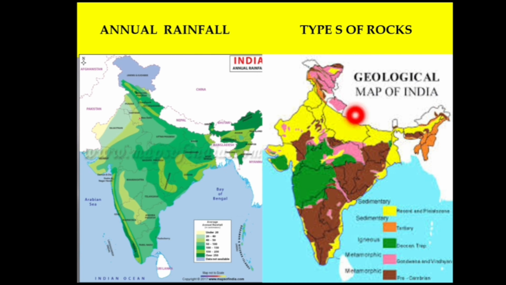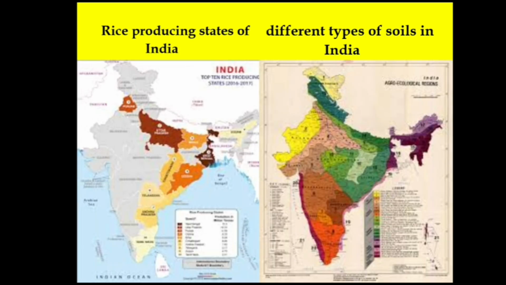Then here this is types of rocks. Here also you can see different colors are used to show different types of rocks found in India, and the key is also made to understand. Here this is rice producing states of India. Here you can see different colors are used to highlight the states where rice is grown in large quantity. And here this is different types of soil in India. You can see different colors are used to show the kind of soil found in different parts of India. And the key is also made which helps us to understand.